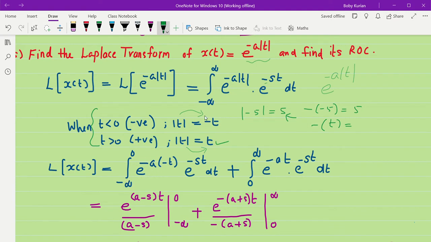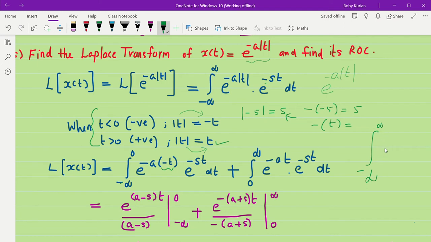So here the limit of integration is in fact from minus infinity to plus infinity. So we are considering the bilateral Laplace transform. In the case of the bilateral Laplace transform, for negative values of t, that means from minus infinity to 0, e power minus a modulus of t is here e power minus a into minus t. Then e power minus st dt. Then for positive values of t, that means integral 0 to infinity.